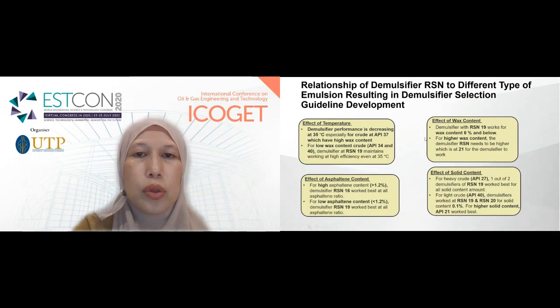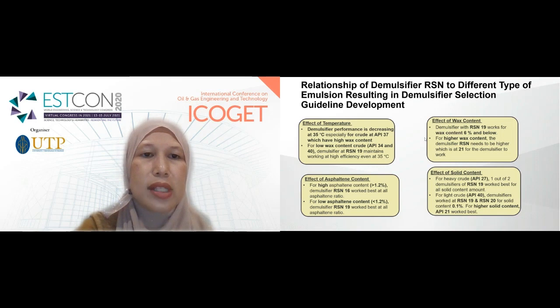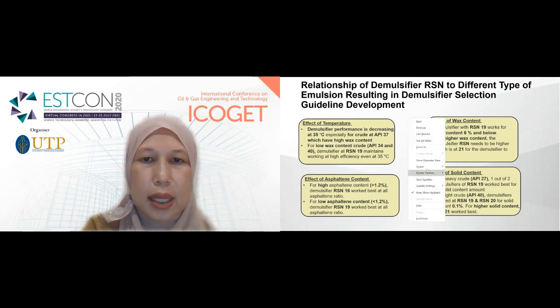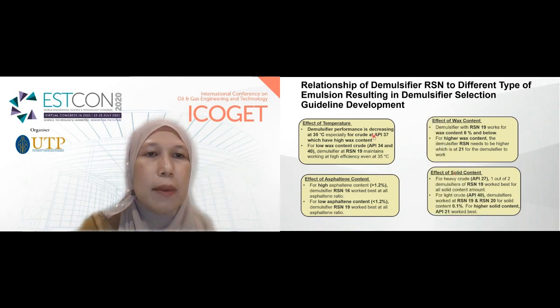After we conducted all those demulsification tests via bottle test, we managed to determine the relationship between the RSN and different types of emulsion produced from various asphaltene, solid, and wax content. First is the impact of the temperature. We can see that demulsifier performance, I put the laser pointer here, is decreasing at 35 degrees C, especially for crude API 37, which has the highest wax content. So that's why wax has an impact on the temperature. So at lower temperature, demulsifier performance is decreasing.